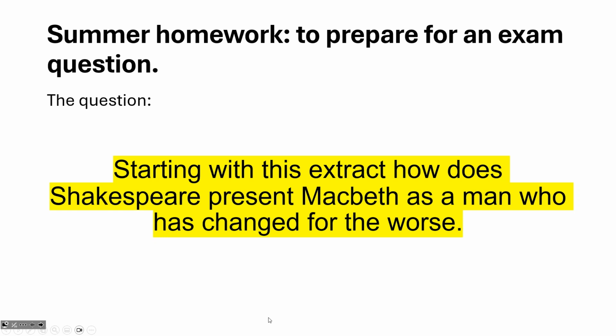The essay you're going to write in September is this. Starting with this extract, how does Shakespeare present Macbeth as a man who has changed for the worse? And we're not going to tell you exactly which extract, but we're going to give you lots of hints during today's lesson so you can be fully prepared.